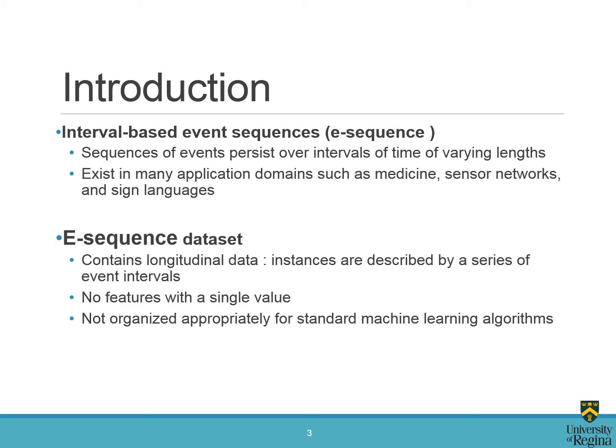Interval-based event sequences, or so-called E-sequences, are sequences of events that persist over intervals of time of varying length. They exist in many application domains such as medicine, sensor networks, and sign languages. The E-sequence datasets, though, have problems. They contain longitudinal data where instances are described by a series of event intervals, and they don't have features with a single value. They are not organized appropriately for standard machine learning algorithms, so we cannot apply these algorithms directly to these datasets.